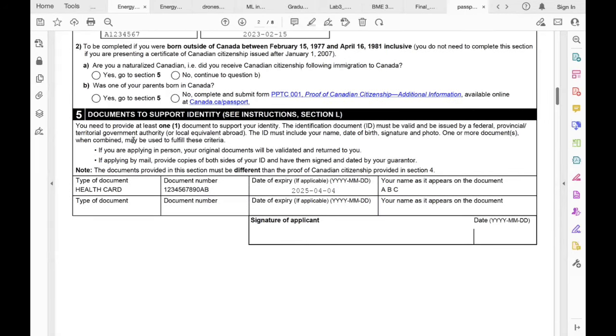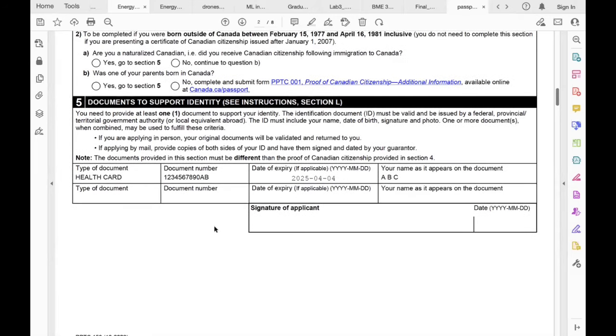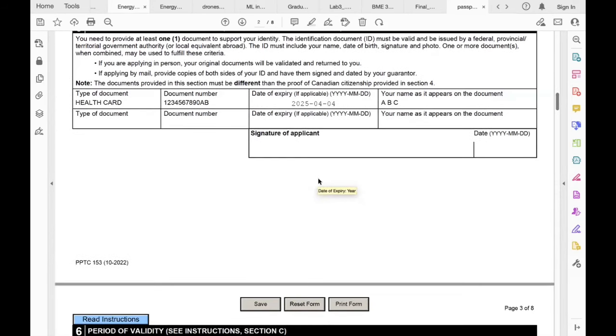Documents to support identity. You need one document. It could be your health card. It could be your driving license. I used my health card. I took it to the passport office and they saw it and that's it. And you put the details of your supporting document here. And then you need to sign this page and put the date here.